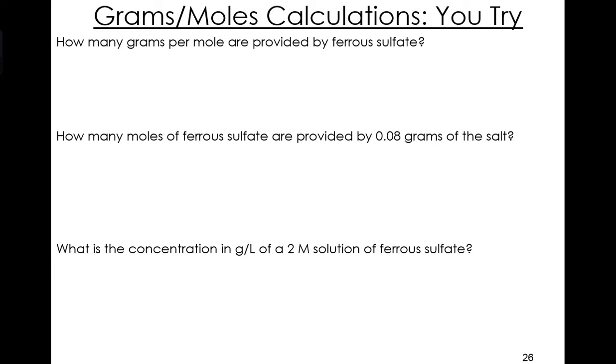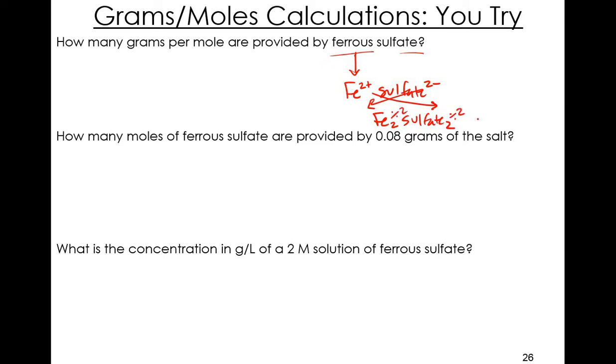All right, the first question asks how many grams per mole are provided by ferrous sulfate. Remember, there's ferrous and ferric forms of iron. Ferrous, you can think of, there's two people on the Ferris wheel. So that form of iron has a 2+, and then the sulfate has a 2-. And you crisscross and get iron 2, sulfate 2, and then don't forget to reduce.